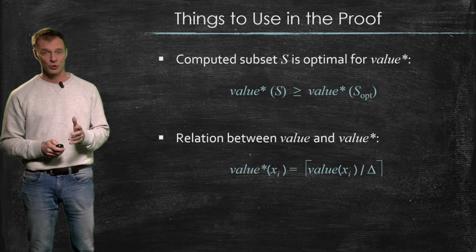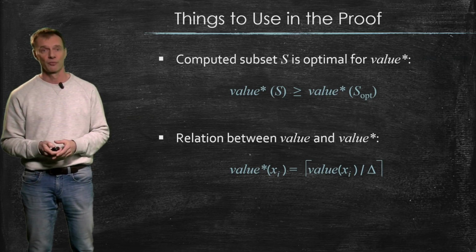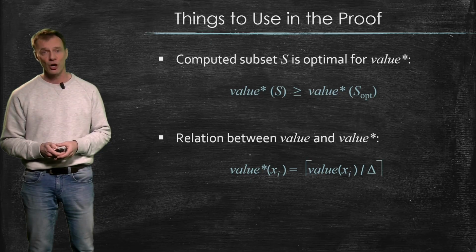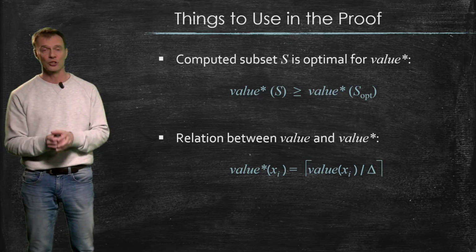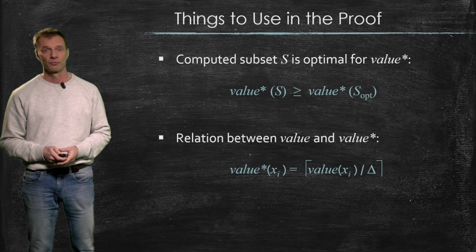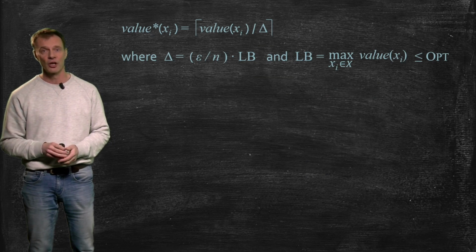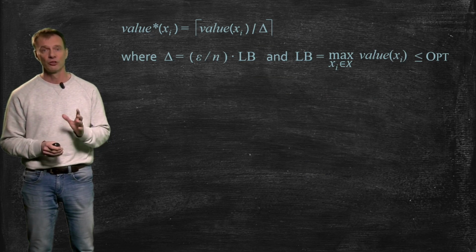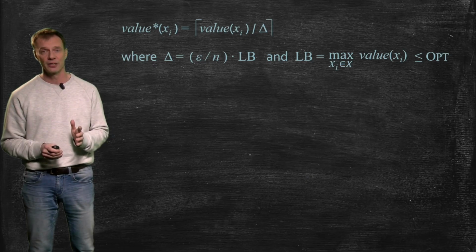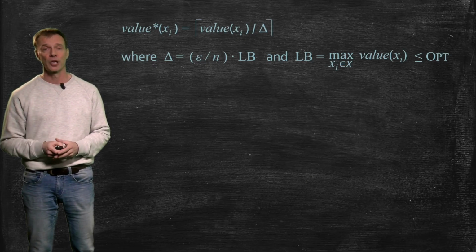The second thing we should use is the relation between value and value star. And remember that value star was defined as: take the original values, divide by delta, and round up. Okay, so let's have a closer look at this, and in particular, let's have a look at delta. What was our delta? Well, delta was epsilon divided by n times a lower bound, and the lower bound we picked was simply the maximum value of any of the items.